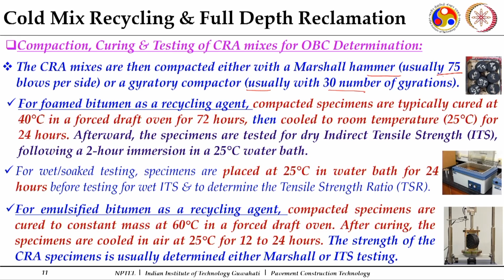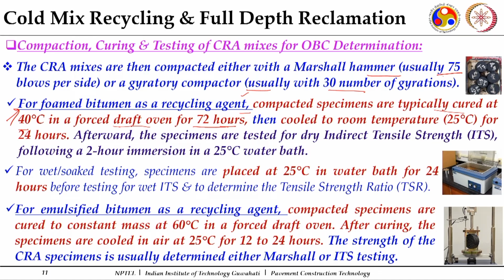Now, thereafter comes the curing. These are some of the usual conditions which are mentioned, which may differ by specification or from region to region. These are some of the most commonly preferred combinations. So, for foamed bitumen as a recycling agent, compacted specimens are typically cured at 40 degree centigrade in a forced draft oven for 72 hours.